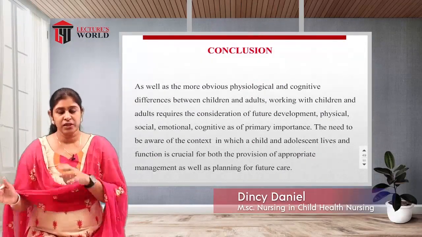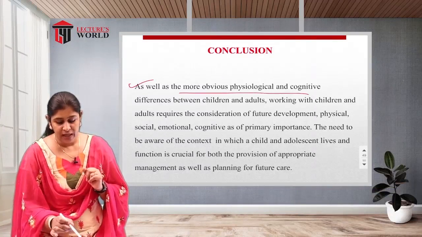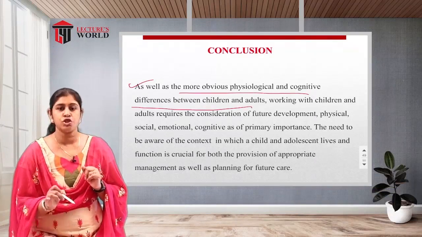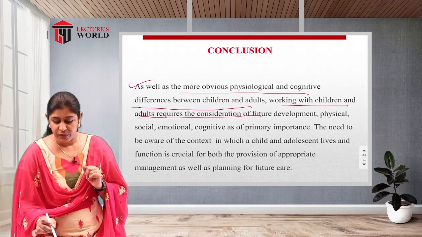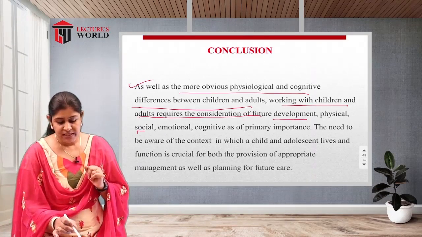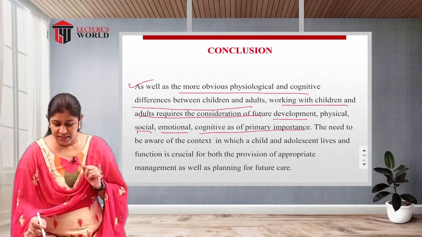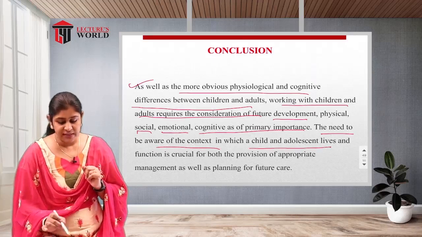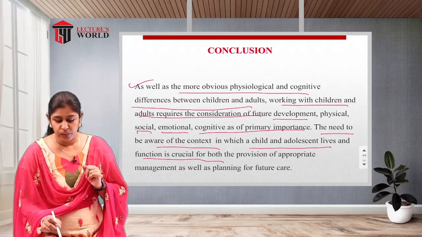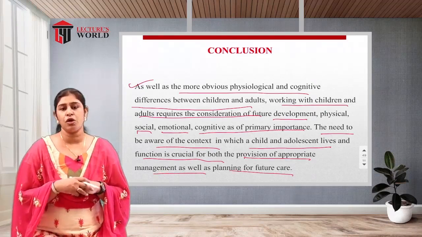So let's come to the conclusion part. As well as the more obvious physiological and cognitive differences between children and adults, working with children requires consideration of future development, physical, social, emotional and cognitive, as of primary importance. The need to be aware of the context in which a child and adolescent lives and functions is crucial for both the provision of appropriate management as well as for the planning of future care.